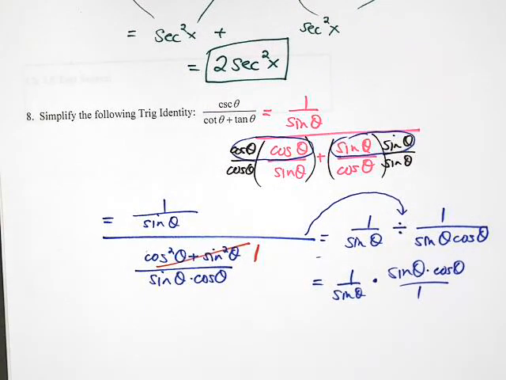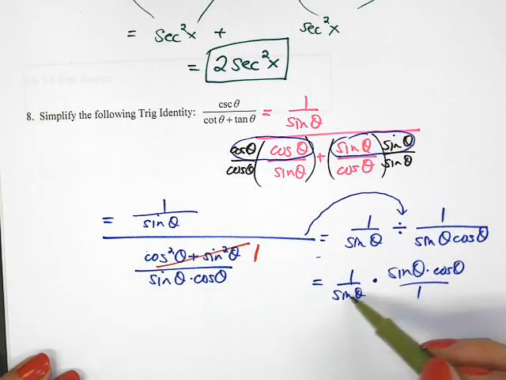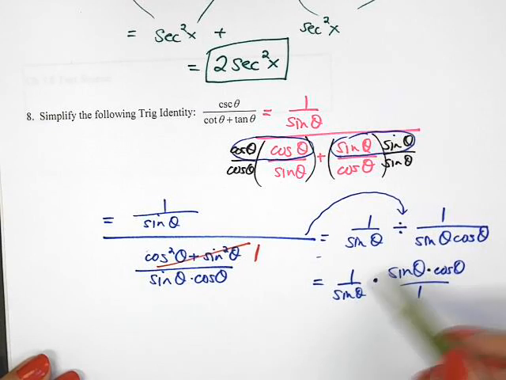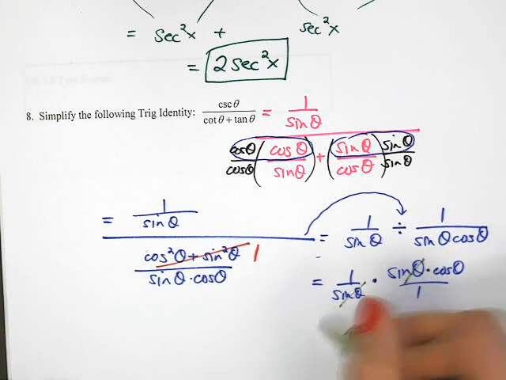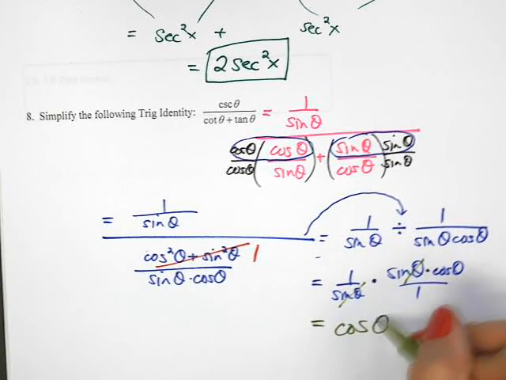And is this legal canceling? Yes, because they're all multiply signs. There's no plus signs. So you could totally cancel those. And the final answer is cosine theta.